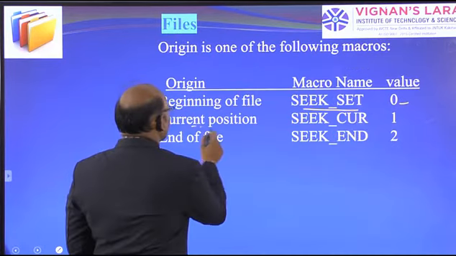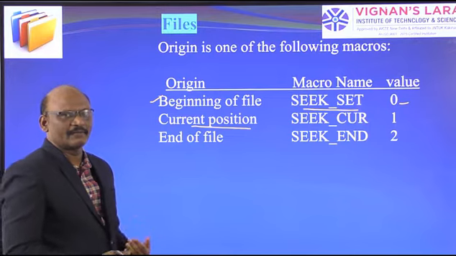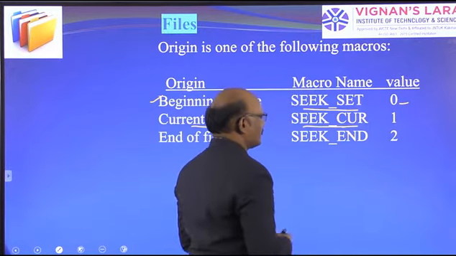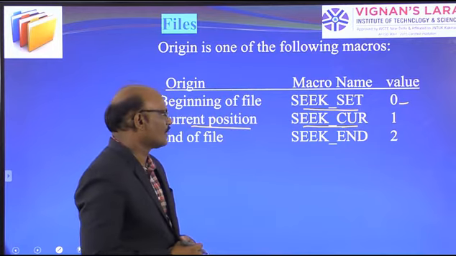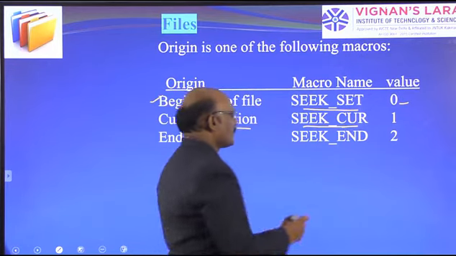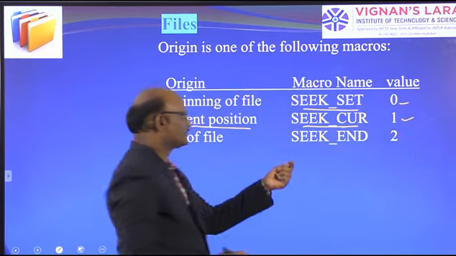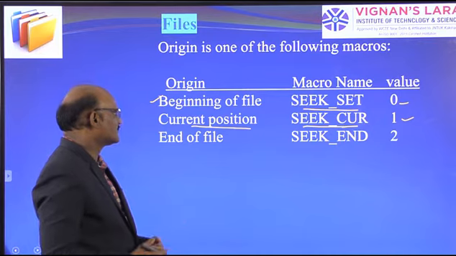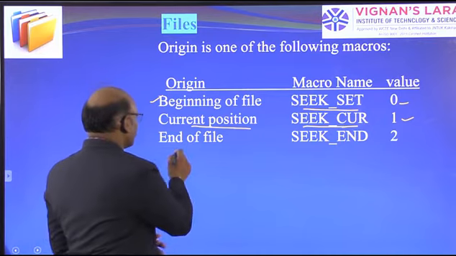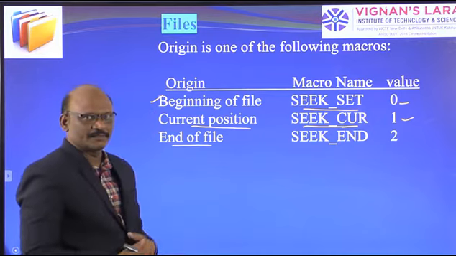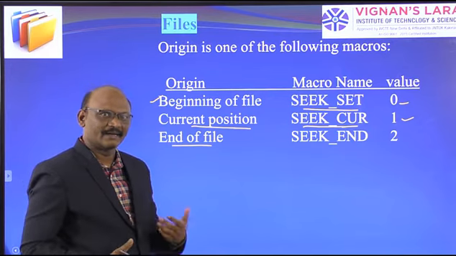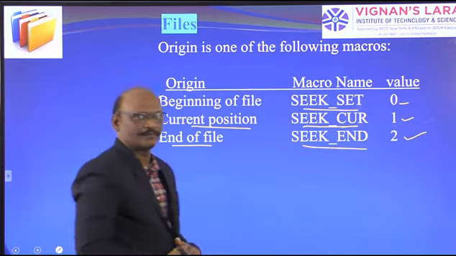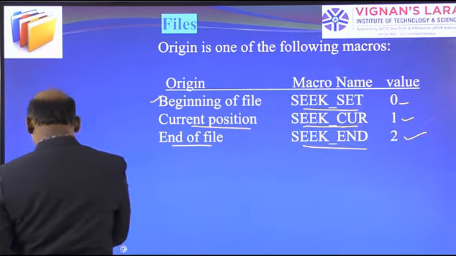Second, from the current position. If you want to move the file pointer from the current position, then SEEK_CUR will be used, S-C-U-R, or a value 1. You can use either SEEK_CUR or 1. That means from the current position. And third, the end of file. If you want to move the file pointer from the end of the file, you can use the macro SEEK_END or a value 2.